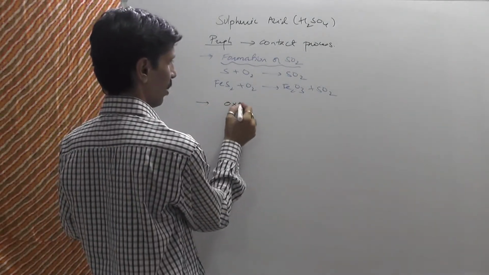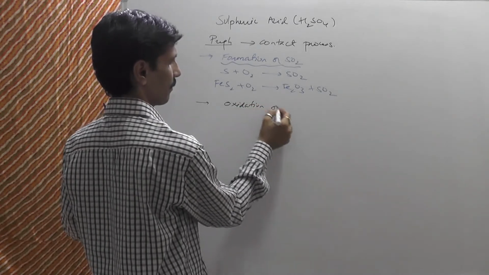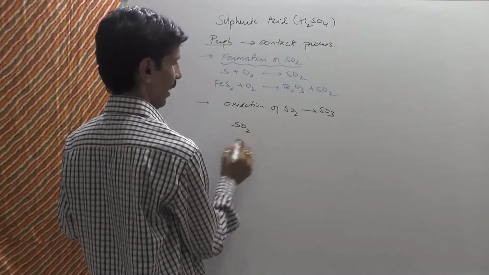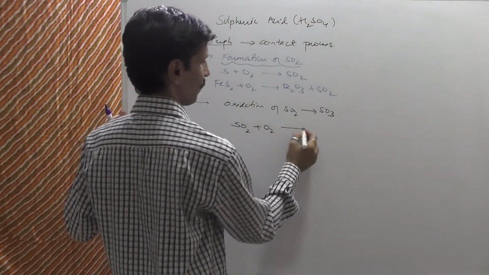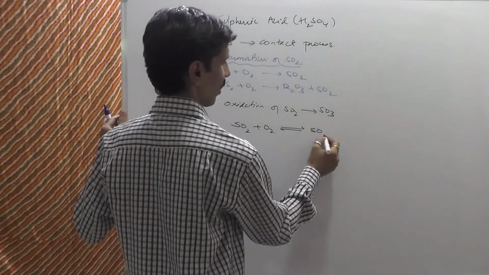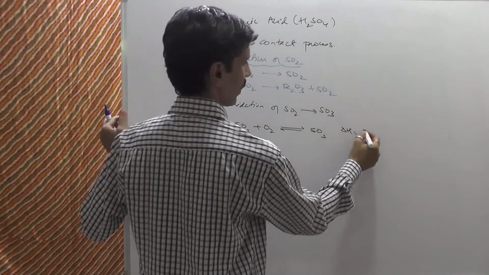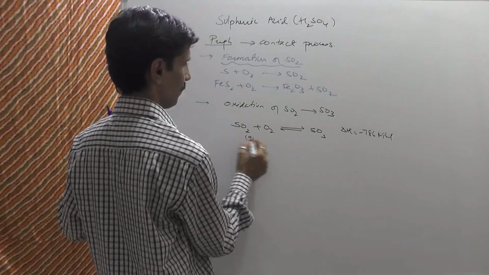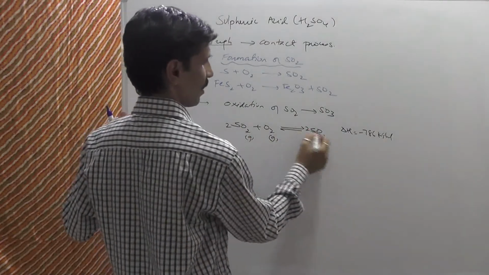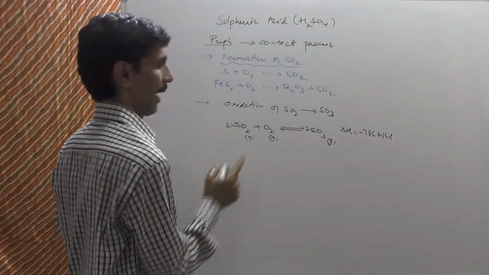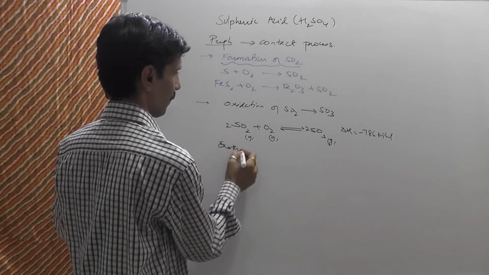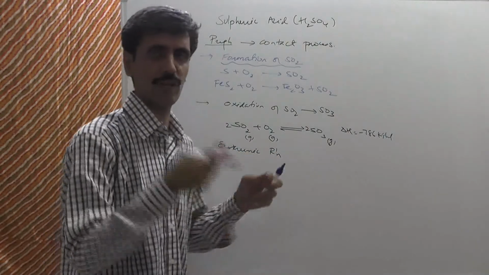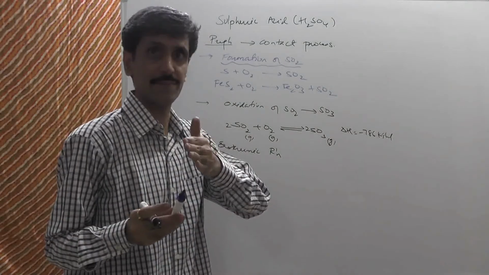स्टेप नंबर 2, oxidation of sulfur dioxide to sulfur trioxide. अब इसमें दोस्तों SO2 plus O2 gives you SO3. Delta H is going to be around minus 786 kilojoules per mole. Reaction is रिवर्सिबल। ओके, एक्सोथर्मिक रिएक्शन है। और आपको मालूम है according to Le Chatelier's principle exothermic reaction है, the energy is liberated, alright?